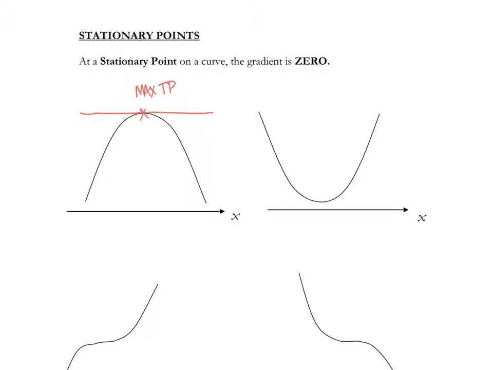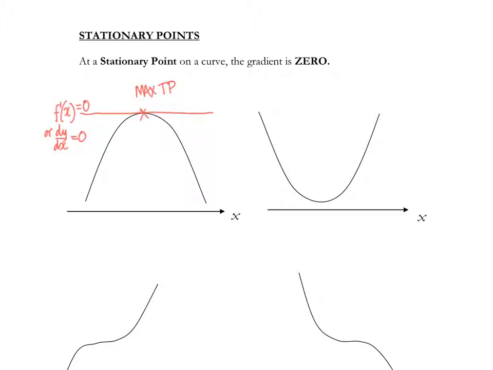at the maximum turning point we get f dash of x is equal to 0, or we can say dy by dx is equal to 0. So for any stationary point the gradient is 0, and for a maximum turning point the gradient just before is positive, and just afterwards the gradient of the tangent to the curve is negative.